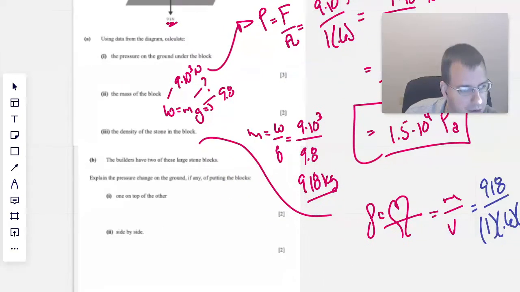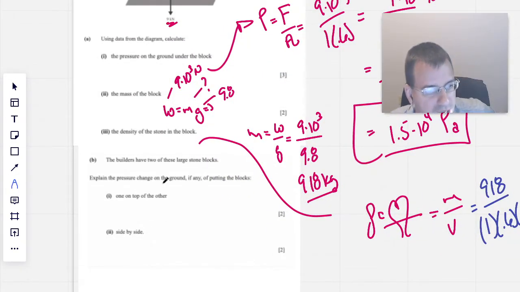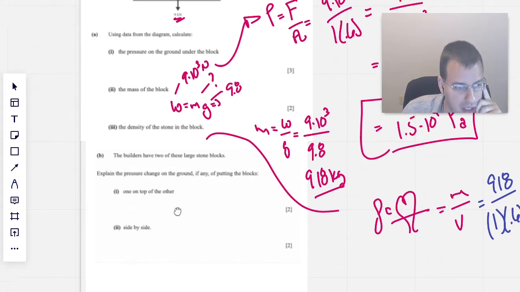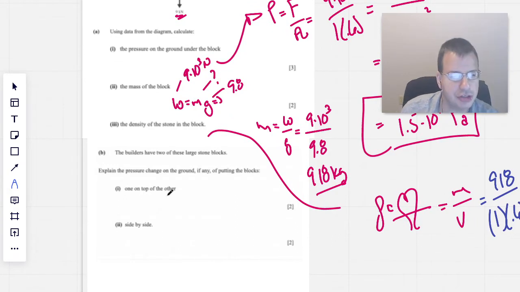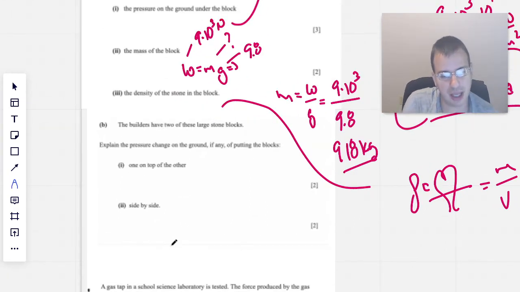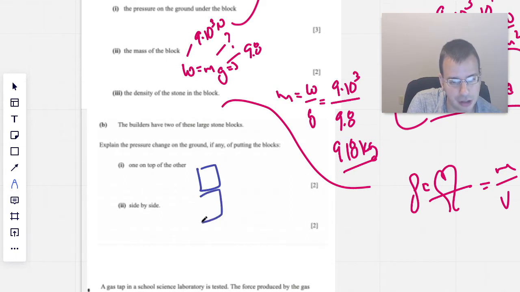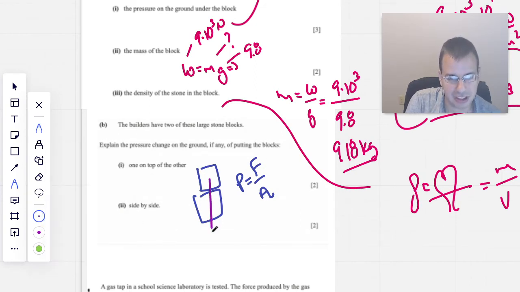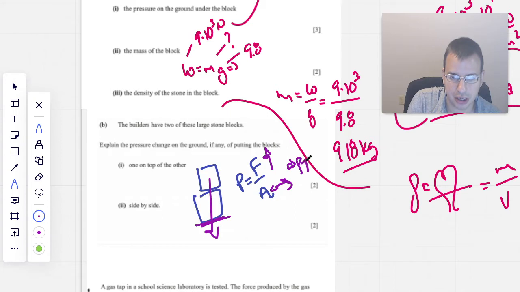All right, so now we've got that. The builders have 2 of these large blocks. Okay, sounds reasonable. Explain the pressure change in the ground, if any, by putting the blocks one on top of each other. So if they're one on top of each other, the pressure will double because the weight is going to double. Pressure equals force divided by area. Weight is a force, and so the force due to gravity pushing down is going to double, so that's going to go up, but the area along the ground stays the same, therefore pressure goes up.